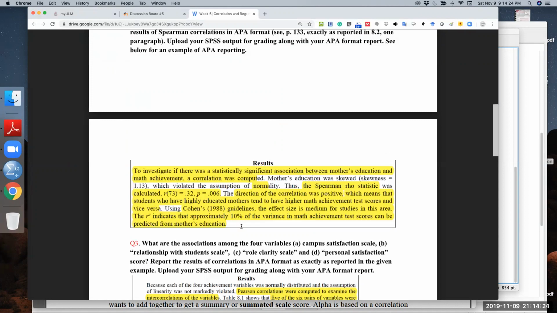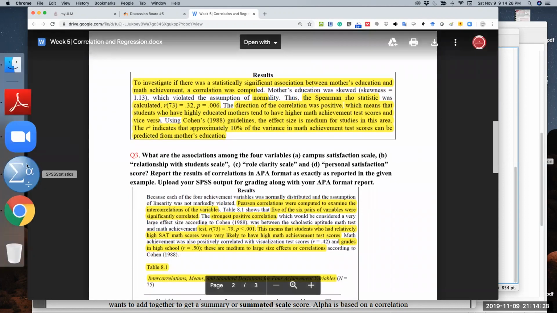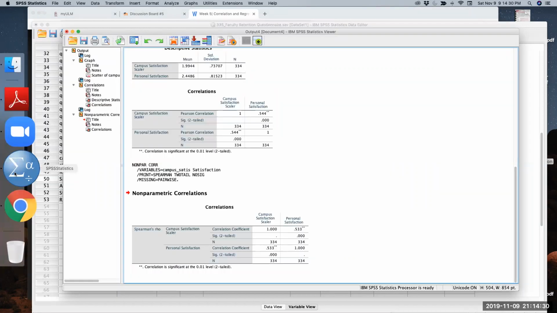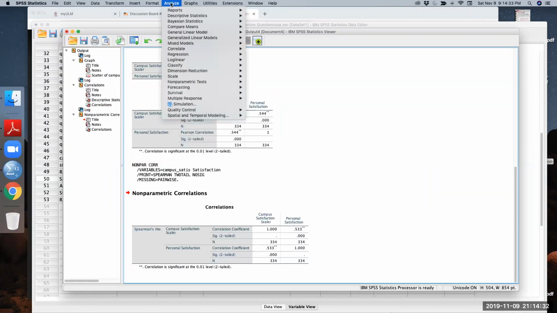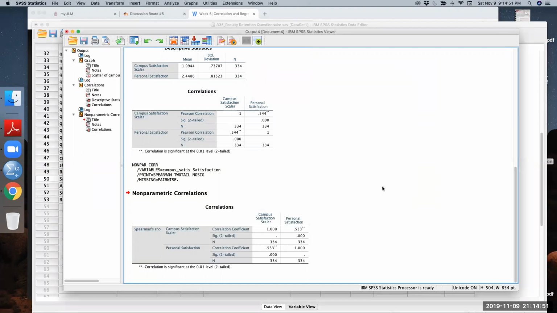So that's there. And if you have more variables, then you can do it in a similar way. Let's take a look here. Click Analyze, Bivariate Correlation. And let's take a look at the four variables. You want to look into relationships with students and role clarity. So all of them there. And this time click OK.